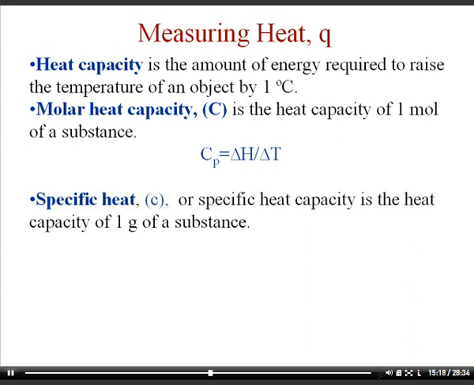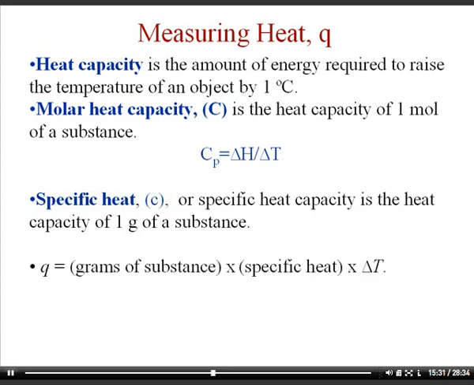Now specific heat, just like molar heat capacity, tells you specifically how much substance you're dealing with. Molar heat capacity deals with 1 mole. Specific heat deals with only 1 gram of the substance. And this is the main formula that we're going to be using when you calculate how much heat is given off by an object. You take the grams of the substance, which is the mass, M, and multiply that by the specific heat, and then multiply that by how much the temperature changes. So the formula is Q equals MC delta T.